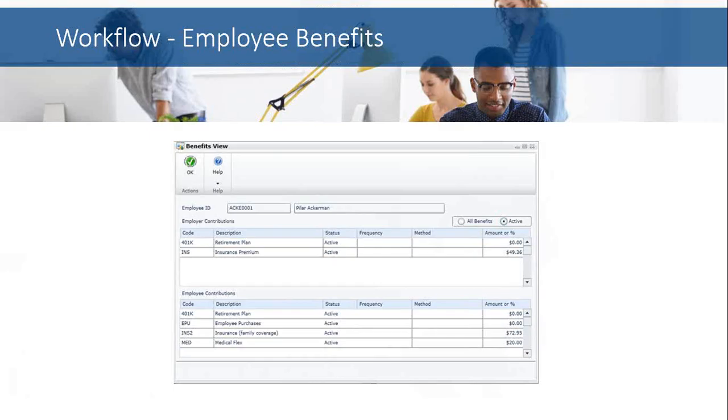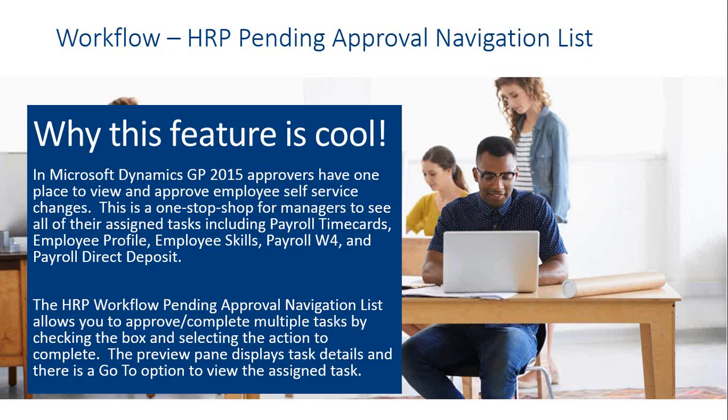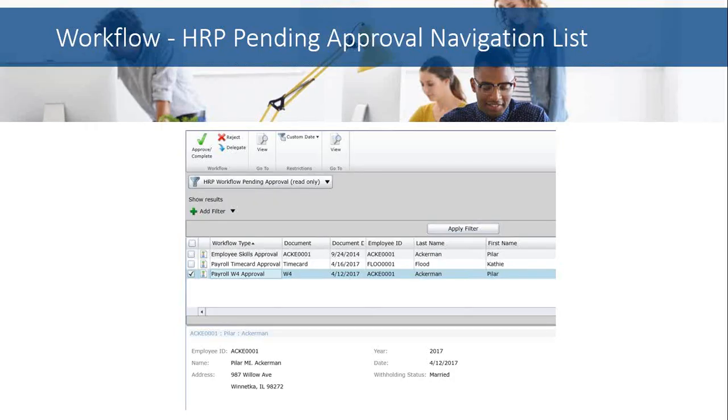Now, lastly, then, what we have here is what's called HRP Pending Approval Navigation List. This actually is for the approvers on the HR side. This gives them a list of the activities and the tasks that they need to approve, which could include time cards, employee profile updates, skills, W-4, and direct deposit. So this allows you to approve and complete multiple transactions by simply checking the boxes next to the action that you need to attend to. It looks something like this.